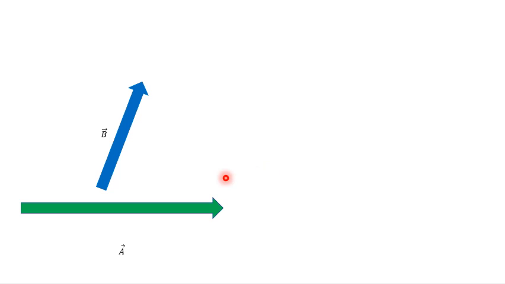So let us say you have a vector A and you have another vector B. Now we will adjust our vectors in such a manner that they resemble the two sides of a triangle. So let us first move our vector A. Now let's move our vector B.